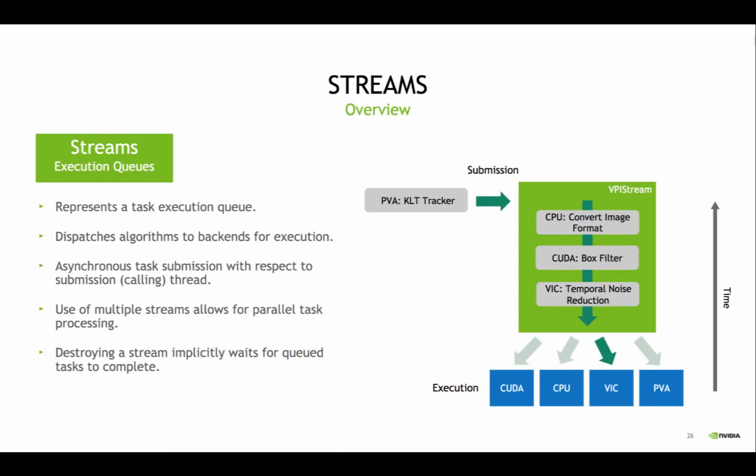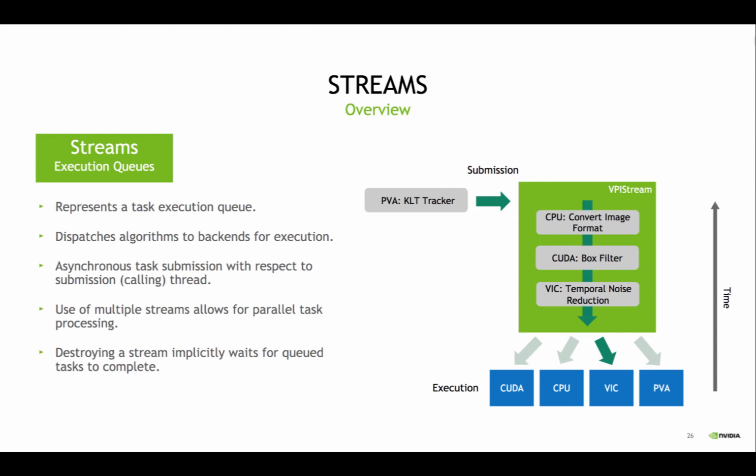Now let's get to the components that are used to effectively create the processing pipeline structure. The main building block we're going to use here is the VPI stream. As we've seen when talking about algorithms, the stream is where they are submitted to for execution by a backend. It represents a task queue where tasks are executed in the order they are submitted. The figure here shows how it works.